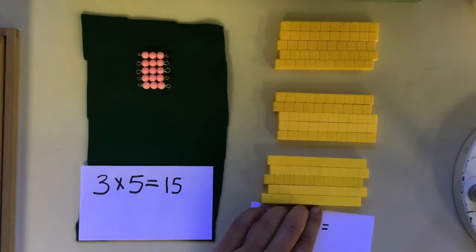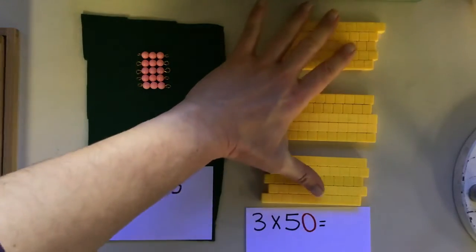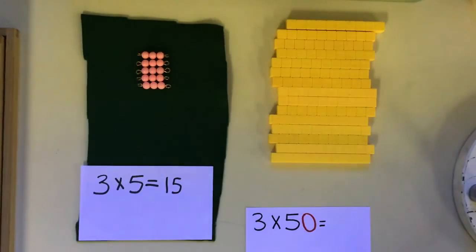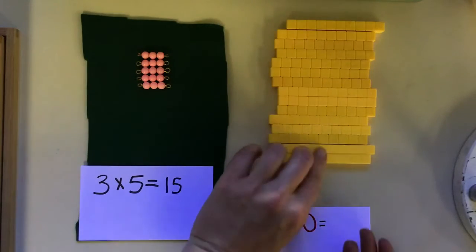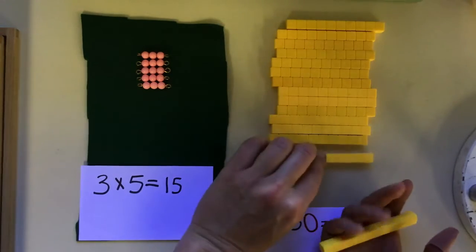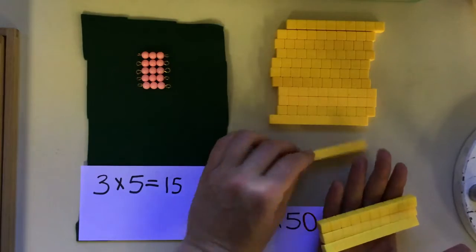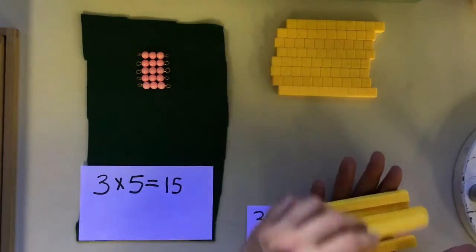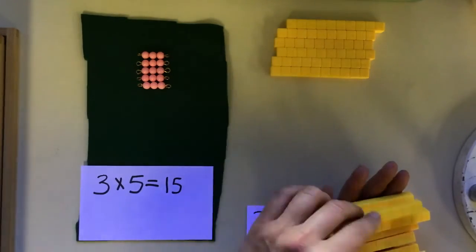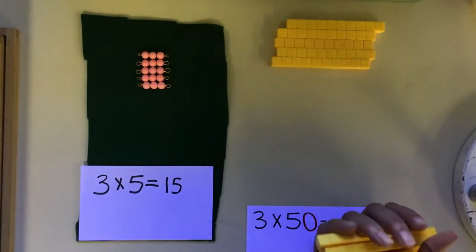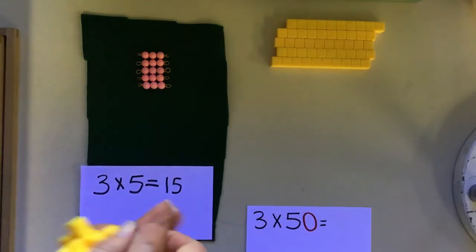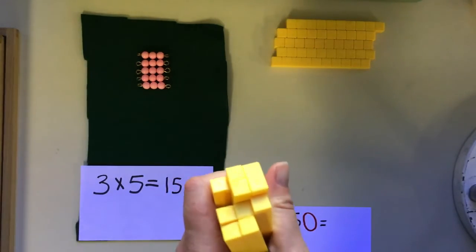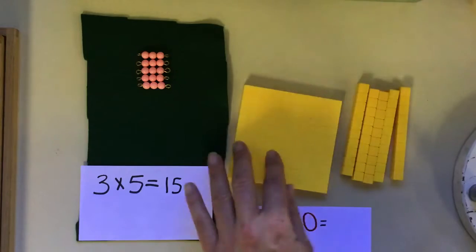Okay, so now to find the answer, we're going to put them all together, and we need to count them. Okay, so help me count them out. Here's 1, 2, 3, 4, 5, 6, 7, 8, 9, 10, and hopefully you yelled stop, because we got 10 10s. We have to exchange them for 100. Okay, so here's our 100, and we have some 10s left.